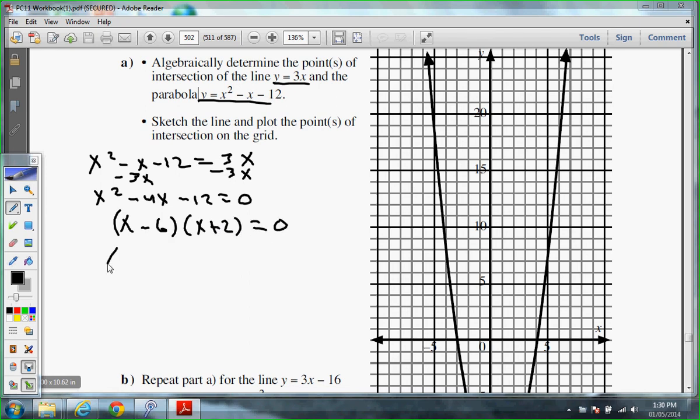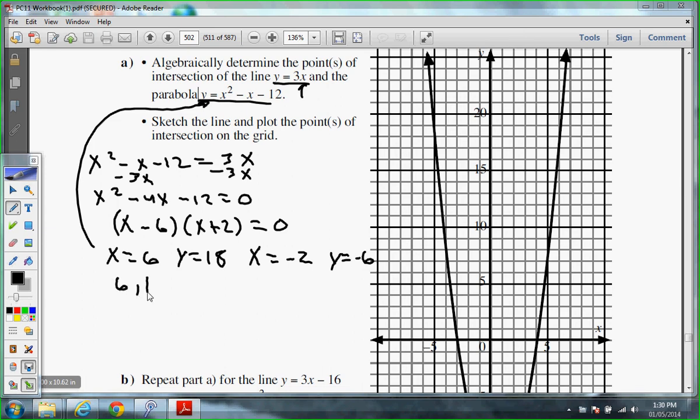So my zeros are 6 and negative 2. To figure out my y's, we just plug it back in to either one. So if I put a 6 in, 3 times 6 is 18. If you plug it into this one, you'll also get 18. The negative 2, 3 times negative 2 is negative 6. So my points of intersection are 6, 18, and negative 2, negative 6.